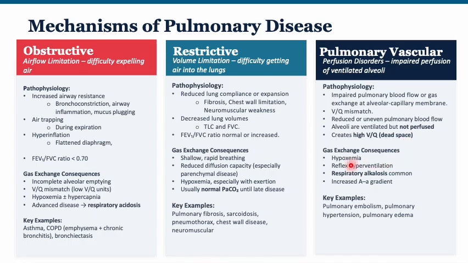The consequences of this, you'll see hypoxemia, you'll see reflex hyperventilation, you'll see respiratory alkalosis, and you may see an increased AA gradient, and we'll discuss that a little bit later. Some possible examples of this would be pulmonary embolism, pulmonary hypertension, and pulmonary edema.